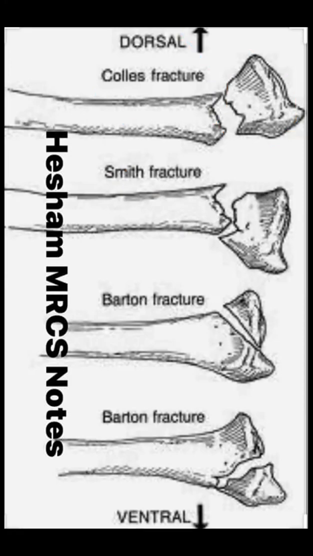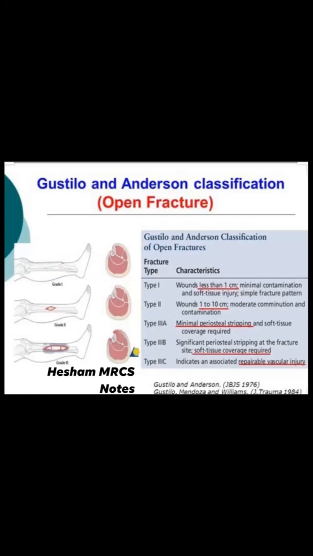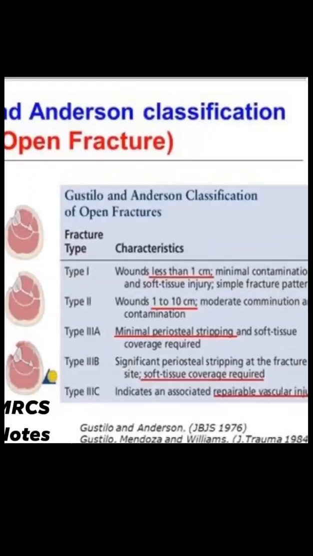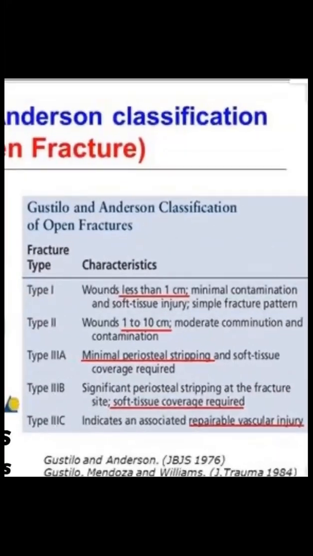Okay, another picture. This picture is regarding Gustilo-Anderson classification, which is also called Gustilo et al. classification of open fracture. It is three types. Type 1, where the wound is less than 1 centimeter. Type 2, wound is from 1 centimeter to 10 centimeters. Type 3 is classified into three types: 3A, 3B, and 3C. 3A, where there is minimal periosteal stripping with no need of soft tissue coverage, but it may be required.